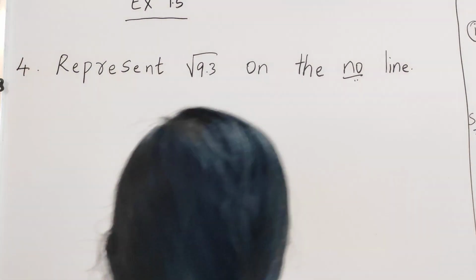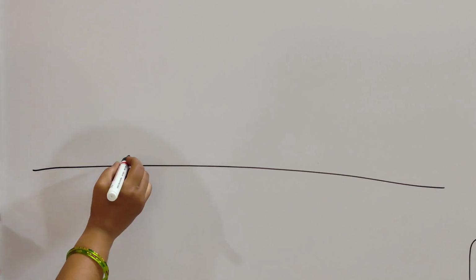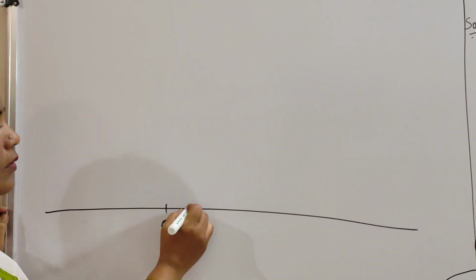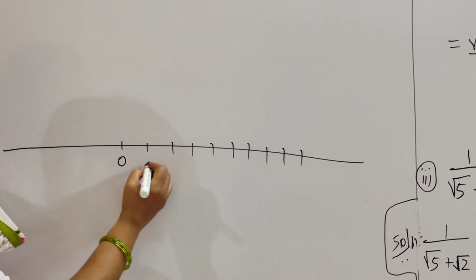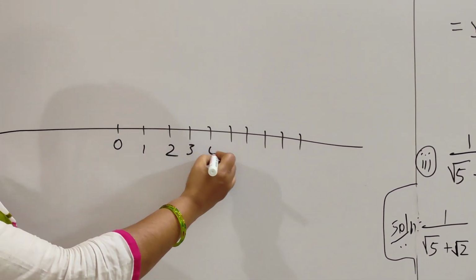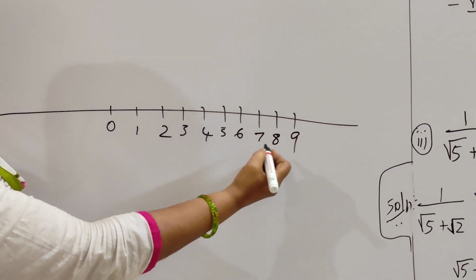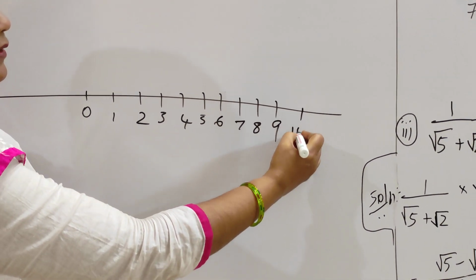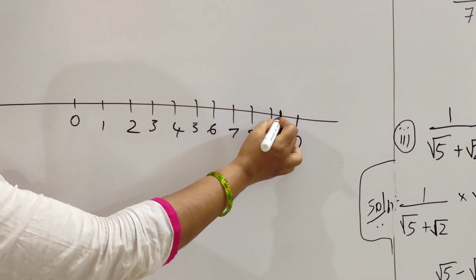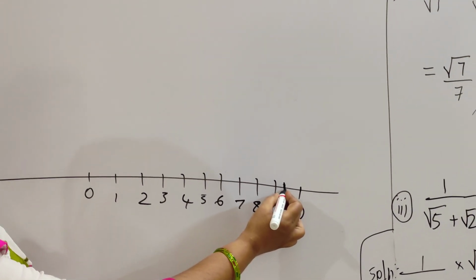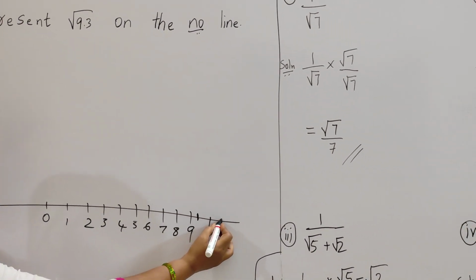What you do is, you first draw a number line with the numbers 0, 1, 2, 3, 4, 5, 6, 7, 8, 9, 10. So 9.3, where is 9.3? This is 9.3. You understood, children? Then add 1 centimeter to this, that is 10.3.